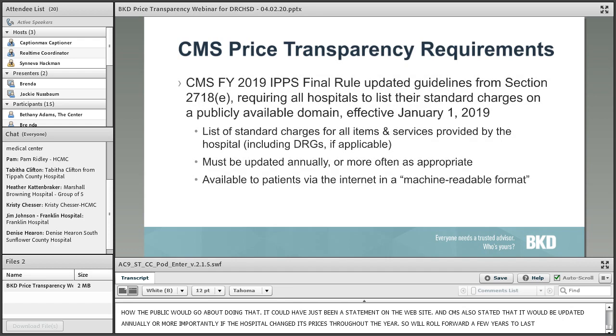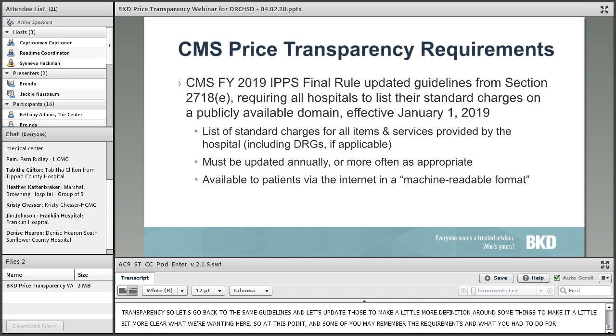So we'll roll forward a few years to last year. At the beginning of 2019, CMS in the IPPS final rule went back and said, you know what, we want to update some of these things. We want to start getting serious about price transparency. So let's go back to those same guidelines that were in Section 2718, and let's update those to make a little more definition around some things, to make it a little more clear what we're wanting here.